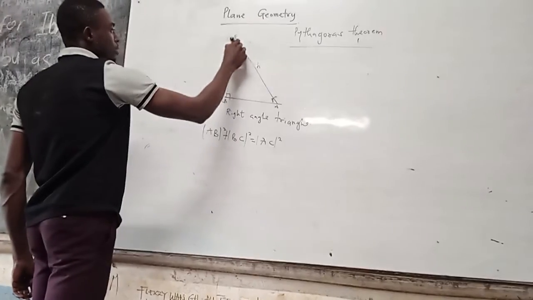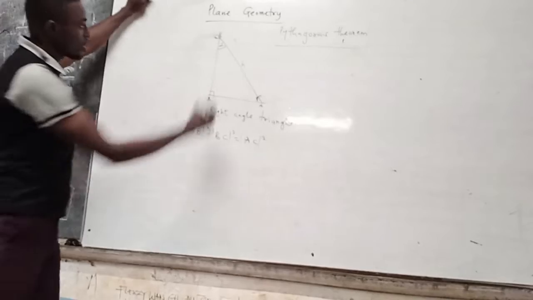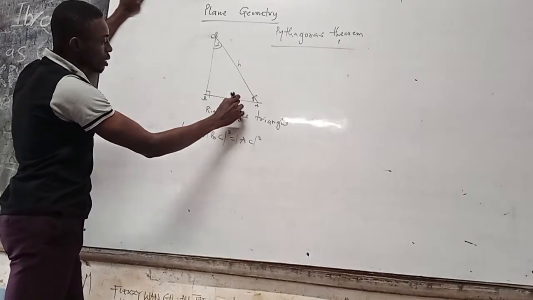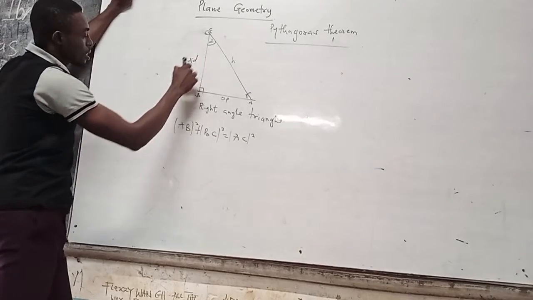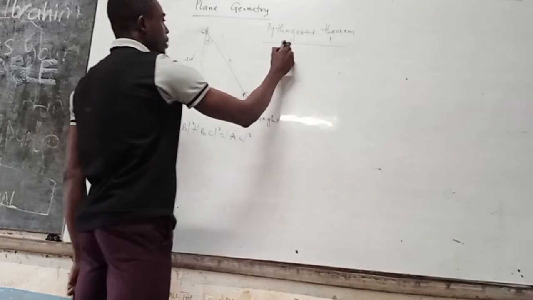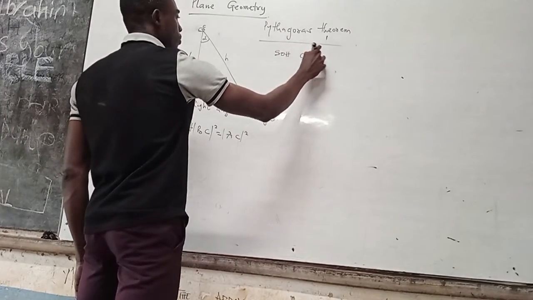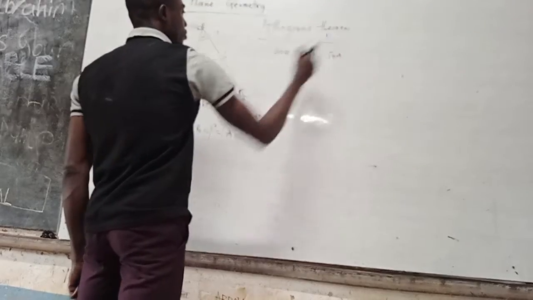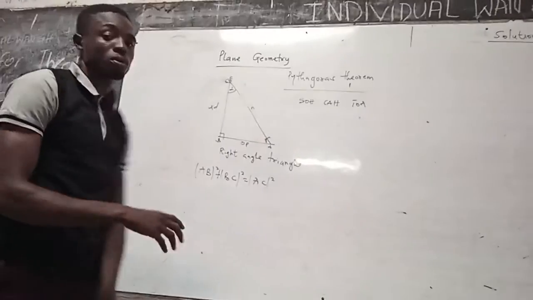If we are having an angle here, let's call this angle alpha. So this alpha, the angle here, will be the opposite, and here is going to be the adjacent. So we are going to apply what we normally call SOH CAH TOA. So we are going to do some questions and we apply all that we do.